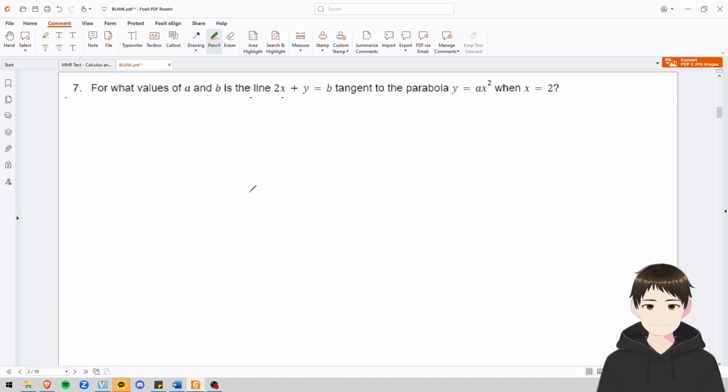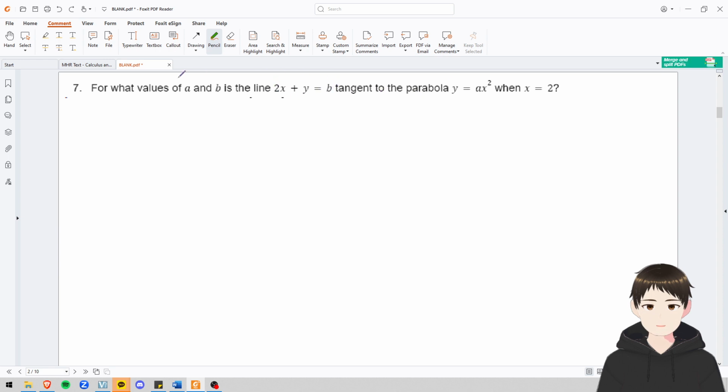Moving on to question 7. For what values of a and b is the line 2x plus y equals b tangent to the parabola y equals ax squared when x equals 2? Okay, once again, a lot to unpack just from one sentence, but it's going to involve some kind of derivative. It is going to involve plugging in a 2 for every x, and so forth. Here we have a very similar question, b and a, two variables we're looking for. So probably in my mind, I'm looking for two equations to substitute or eliminate.